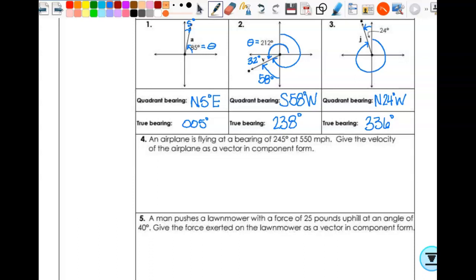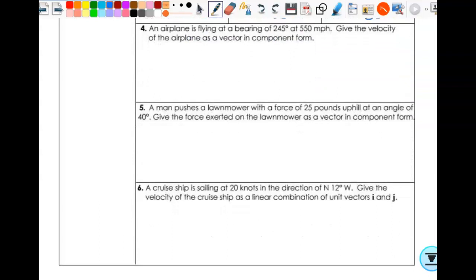It says an airplane is flying at a bearing of 245 degrees. So that's my beta, not my theta. At 550 miles per hour. We're going to give the velocity of the airplane as a vector in component form. So the first thing I want to do is figure out what my theta is. So there's my little x and y axis here. I have a bearing of 245 degrees. So I start here. It's going to be between 180 and 270, so it's somewhere over here. This right here is 245 degrees.